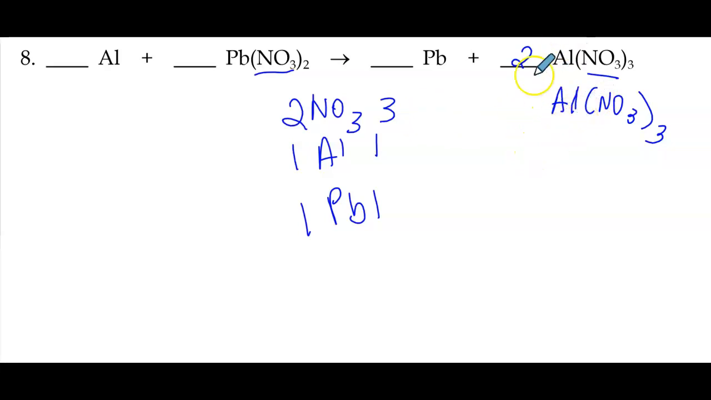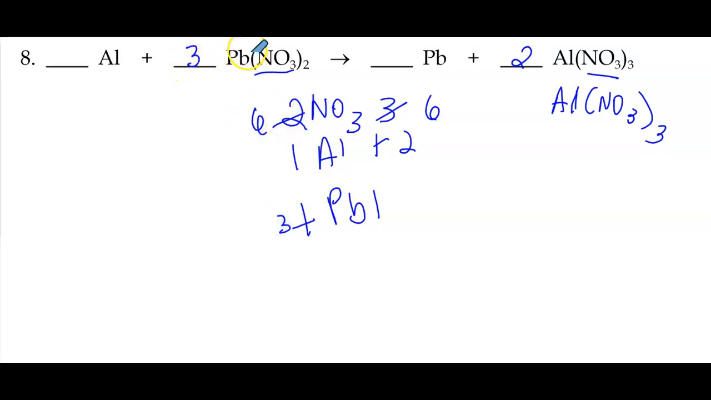So that's the same thing as saying I have 2 aluminums, right? And I have 3 plus 3, 6 nitrate groups. Okay. All right, so I'm going to fix the nitrates on this side. That was the one we were working on. I had to get them both to a 6. So I'm going to put a 3 here, which makes this go to 6, and my leads go to 3.